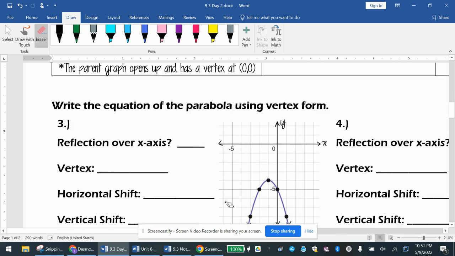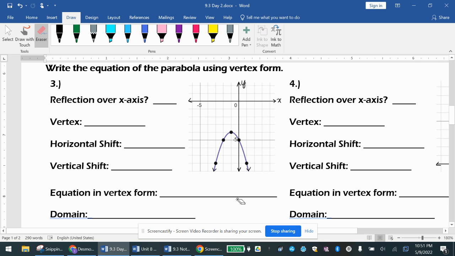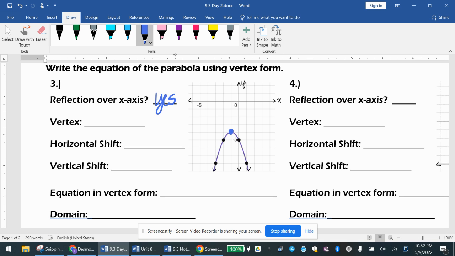Okay. So now let's talk about going backwards, okay? Identificar información importante de una parábola. We're going to find important information from our parabola when we already have the graph, ya que tenemos la gráfica. Okay, so first things first, this parabola opens down. So I know that it is reflected over the x-axis. Remember, when a parabola opens down, it is reflected over the x-axis. All right, so the vertex is -1, and then 1, 2, 3, 4. So -1, -4.